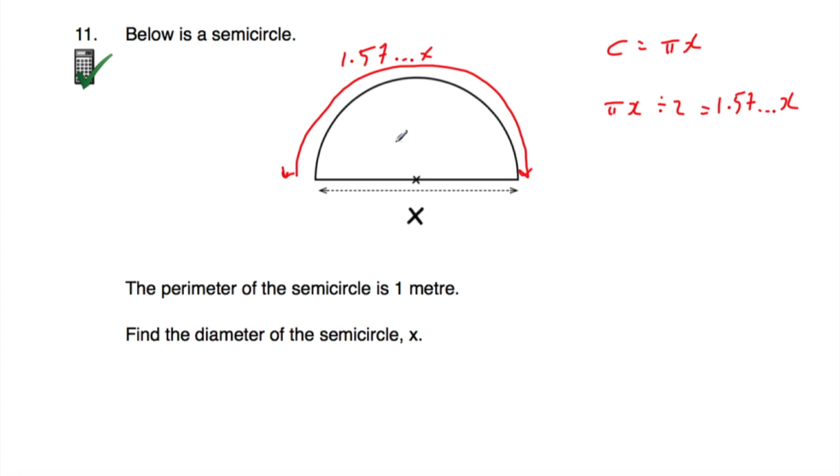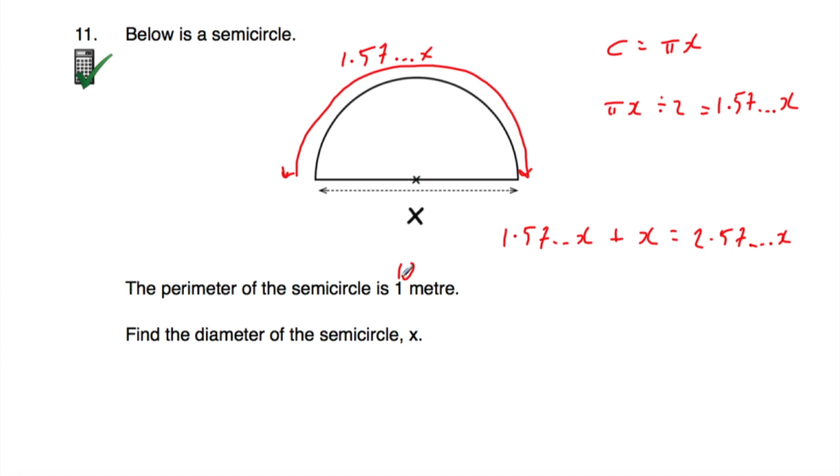So if we find the perimeter of the semicircle in terms of x, we do our 1.57 and so on x, and we add on x, which is 1x, that will give us the perimeter of the whole shape in terms of x. So when we add on 1x, that would be equal to 2.57 and so on x. So the perimeter of this semicircle is 2.57 and so on x, but we know that's equal to 1 meter.